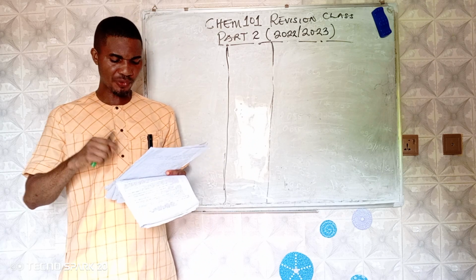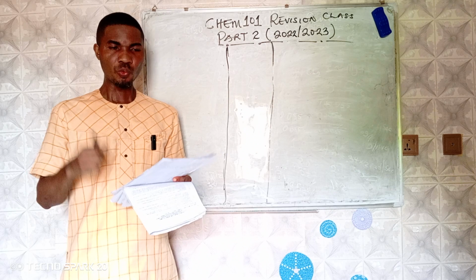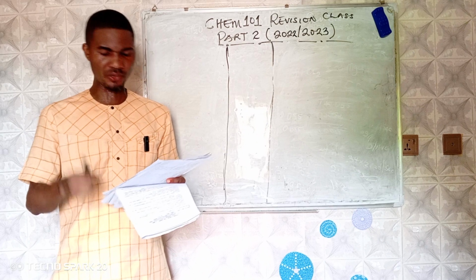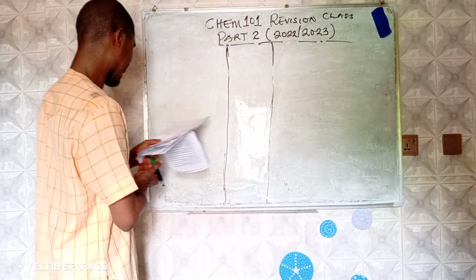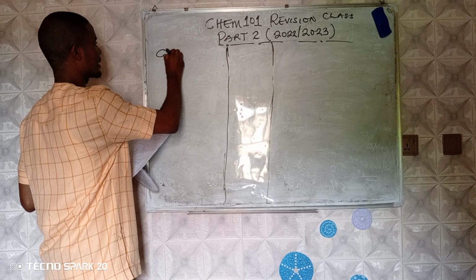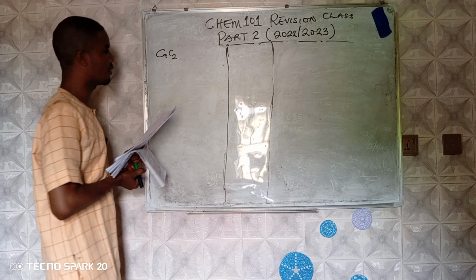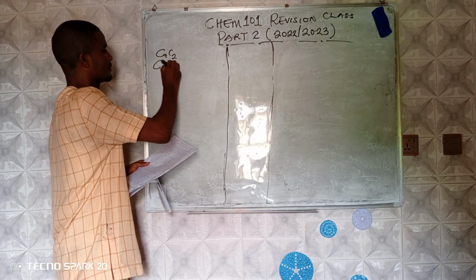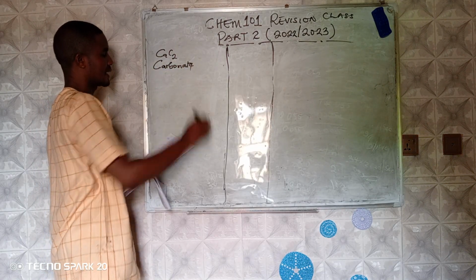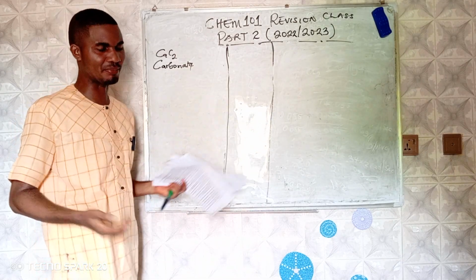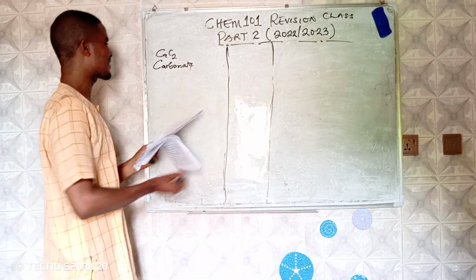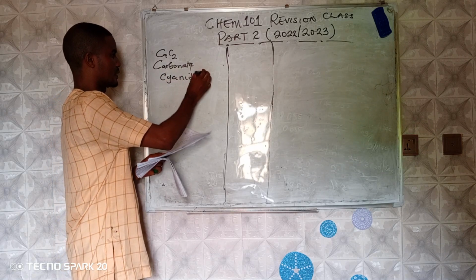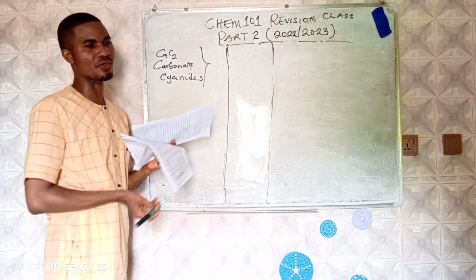Now, some few carbon-containing compounds which are not classified or seen as organic compounds are: one is carbide, CaC2, carbide. It has carbon, but it's not referred to as an organic compound. Another one is carbonate. Sodium carbonate, for example, is not seen like that. We have cyanide. All these are not seen as organic compounds.